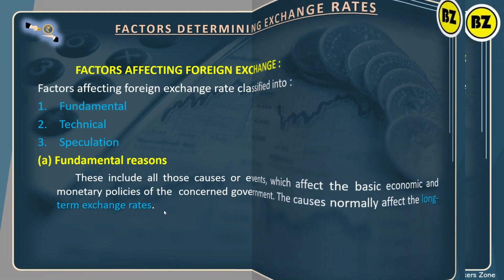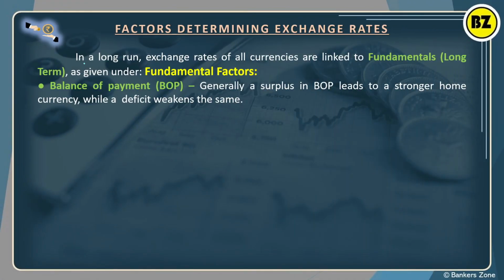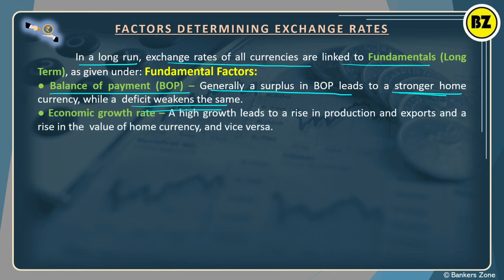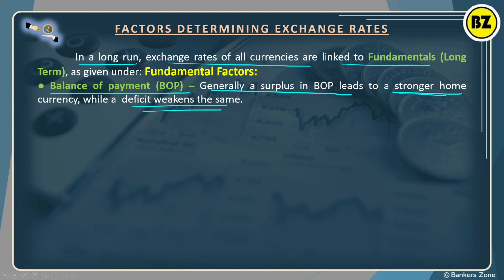Now let's discuss one by one. In the long run, exchange rates of currencies are linked to the fundamentals. Now let's discuss the fundamental factors one by one. First is the balance of payment. What do you mean by it? Generally, a surplus in the balance of payment leads to a stronger home currency, whereas a deficit will weaken the home currency, obviously.